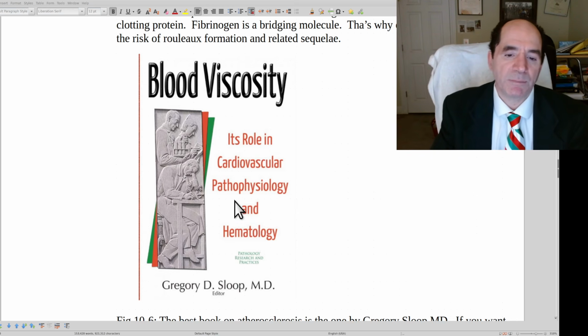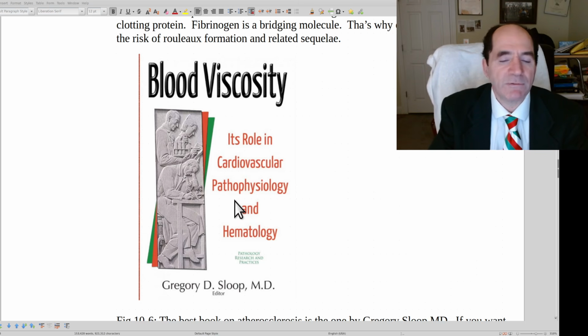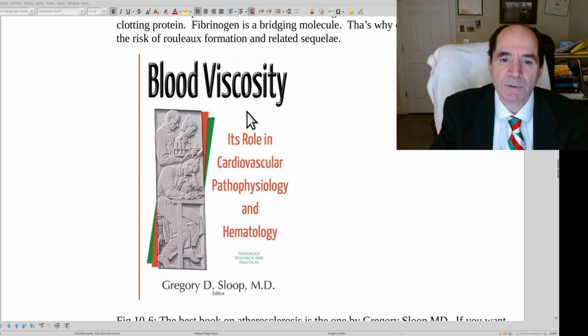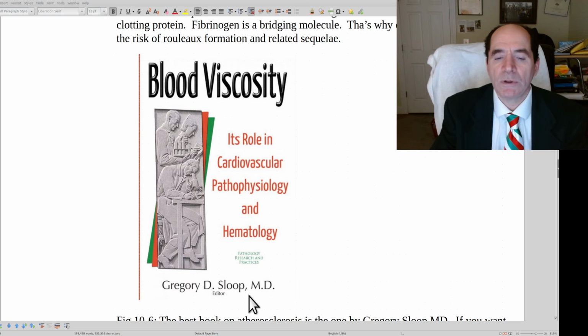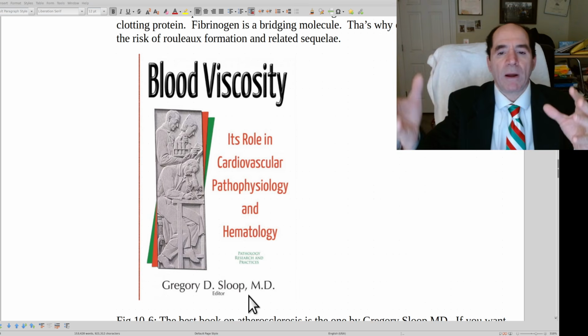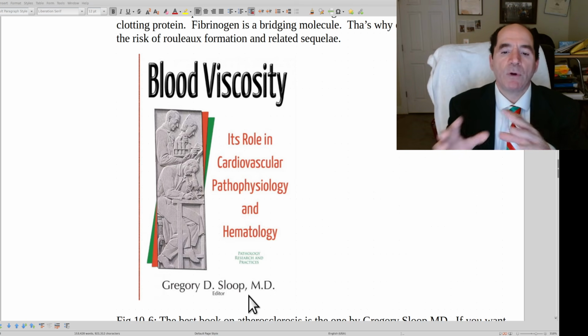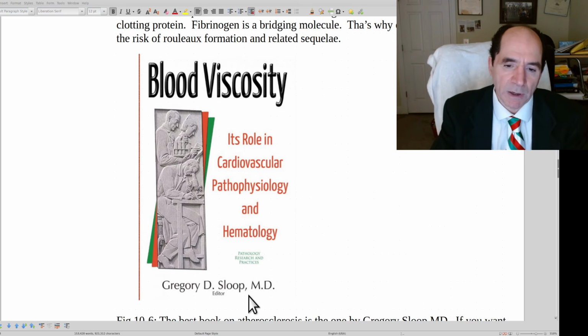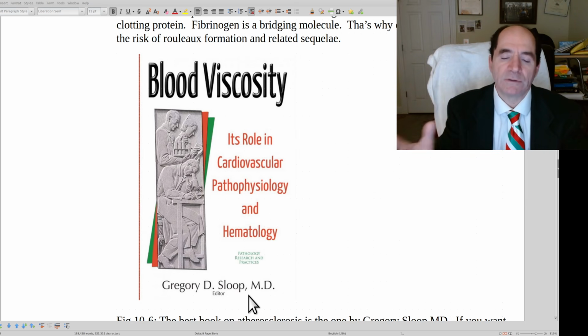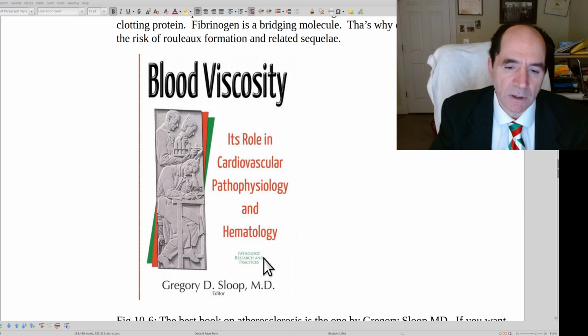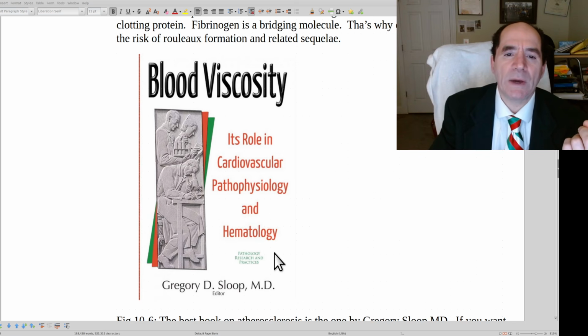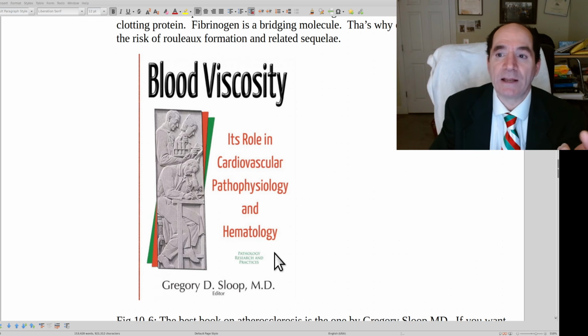And then I came across this guy's book, and I'm like, holy crap, this is the best explanation I've ever seen by far. The book is Blood Viscosity, Its Role in Cardiovascular Pathophysiology and Hematology by Gregory Sloop. He's really the pioneer of what you would call the atherothrombosis theory. Thrombus means clot, so atherothrombosis means atherosclerosis is basically a clot. Even though he's a pathologist who looked at it a lot under a microscope, he also did a lot of research on flow patterns and how they relate to causing atherosclerosis.